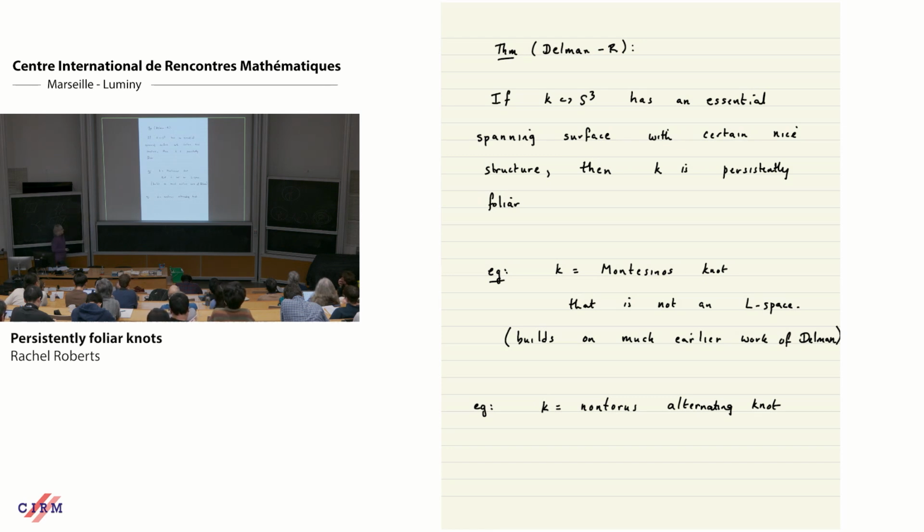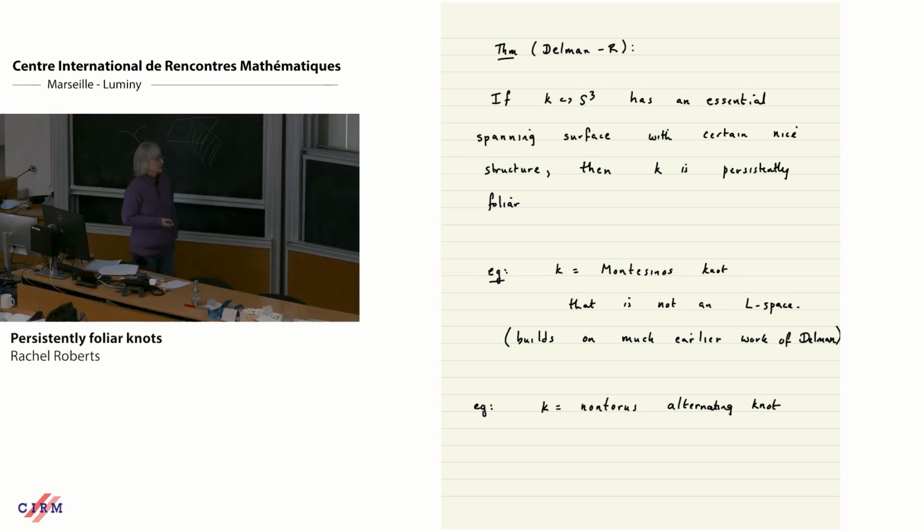But let me just go through some examples where this game works. If we have a Montesinos knot that's not an L-space knot, then we can show that it is persistently foliar, so we realize all possible non-trivial slopes. Same statement if we have a non-torus alternating knot. As long as it's a non-torus alternating knot, it's persistently foliar. So every non-trivial Dehn filling gives a taut foliation that's transverse to the core of the filling torus.